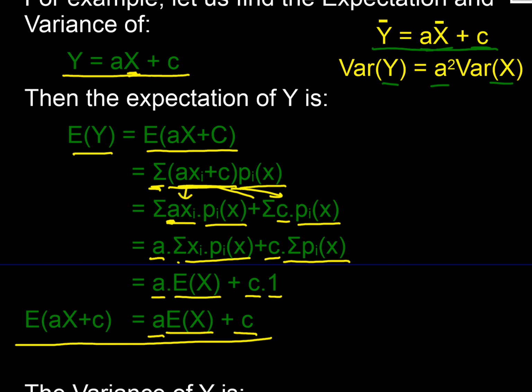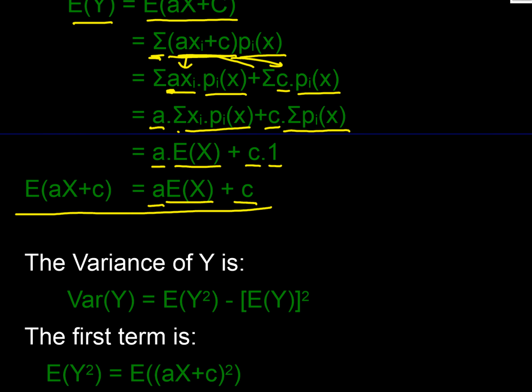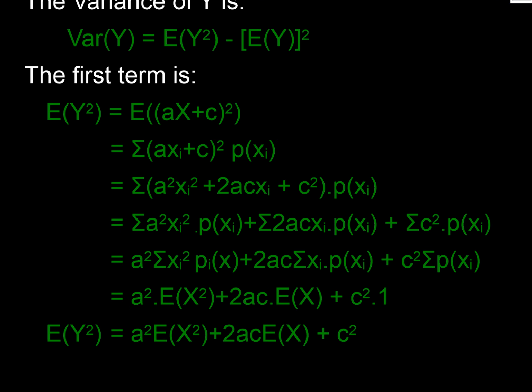Okay, now let's go on and look at the variance of this variable, and we've got to do this in two parts, because we know the variance is the expected value of y squared minus the expected value of y all squared, and we've just worked that one out, haven't we? We'll come back to that.